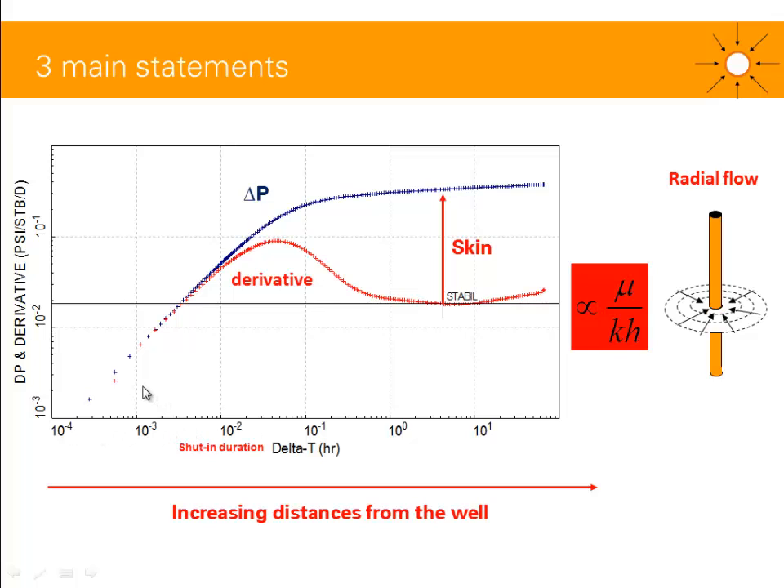And what you might expect to see in most cases is a long unit slope straight line and a hump on the derivative. This long unit slope straight line, if you look at the log-log scale, so I've got one log cycle for one log cycle, this represents wellbore storage. So for example, when you start production, the production at surface is going to be due to the expansion of the fluids in the wellbore. It's not going to be due to your reservoir contribution.